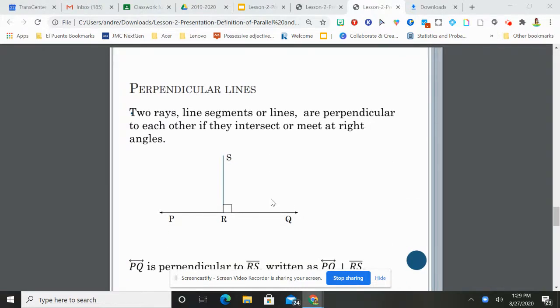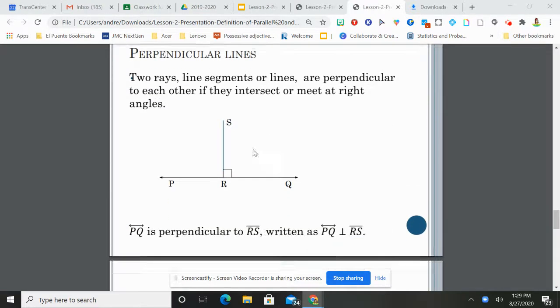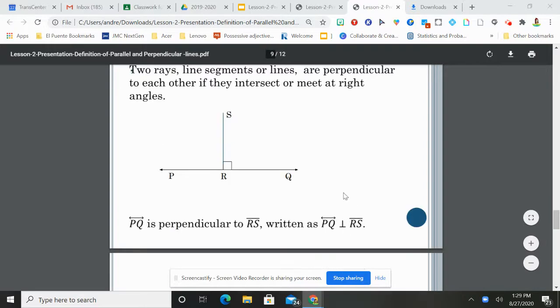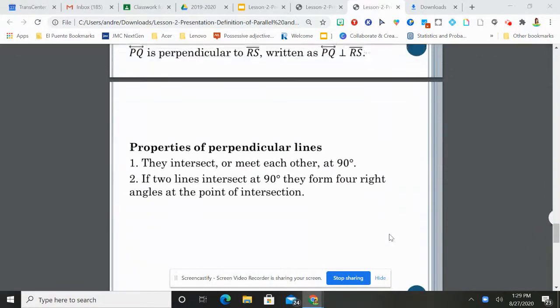All right, perpendicular lines. Two rays, line segments, or lines are perpendicular to each other if they intersect or meet at right angles. So RS is perpendicular to PQ. It's forming a right angle here and also another right angle, right? The proper notation for perpendicular lines is right here. You use a little perpendicular symbol. So this says line PQ is perpendicular to segment RS. Notice this is not a line, it's a segment.